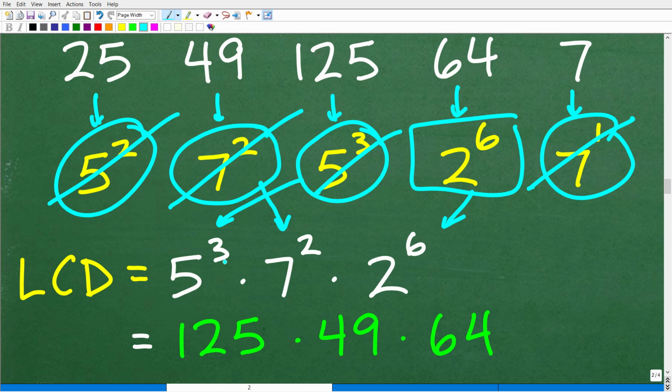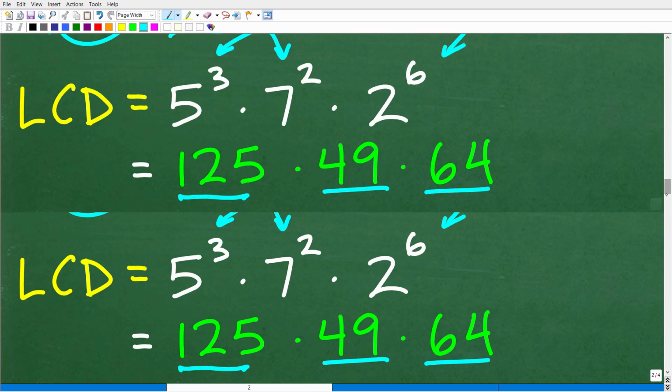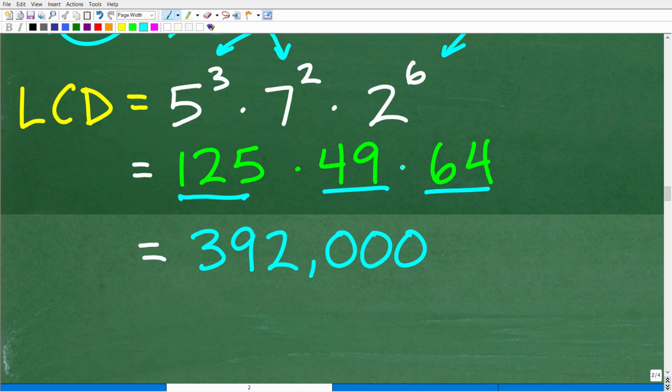So 5 cubed is going to be 5 times 5 times 5. That's 125. 7 squared is going to be 49. And 2 to the 6, we already saw that is 64. So now this is where you're going to want to use your calculator and multiply these three numbers together, and you get 392,000, which is our LCD.